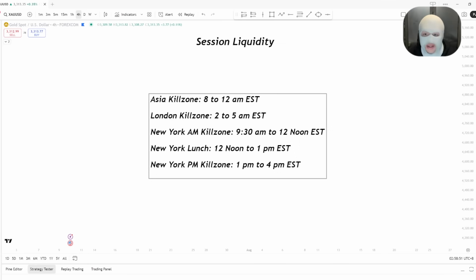Sessions are time windows in the market where trading volume is at its highest. The session timing I'm referring to are the respective kill zones. The timings will all be referencing the EST, or the New York time zone. If you need to convert the timings, just search for the converted time on Google. The timings are as follows.